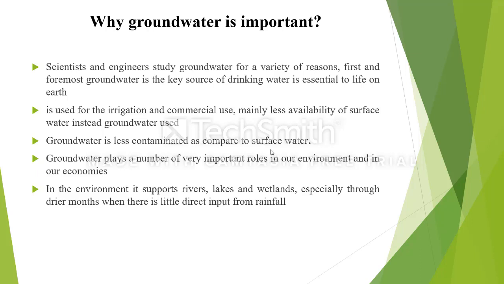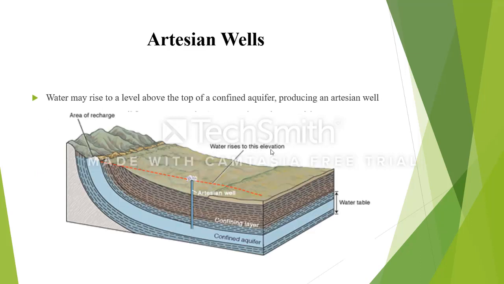As I mentioned in the previous slide, the soil and rocks remove the pollutants in groundwater. Groundwater plays a number of very important roles in the environment and our economy. In the environment, it supports rivers, lakes, and wetlands, especially throughout drier months when there is little direct input from rainfall. Here is an artesian well.